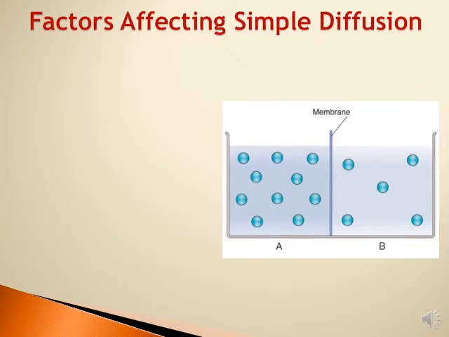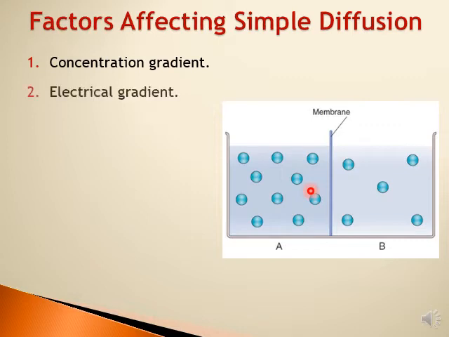Now, what are the factors that affect simple diffusion? We have several factors. These include the concentration gradient, the size of the solute, the molecules or ions, the surface area of the membrane, the thickness of the membrane, the temperature, and another factor. So these are the concentration gradient. The higher the difference in concentration, the higher rate of simple diffusion.